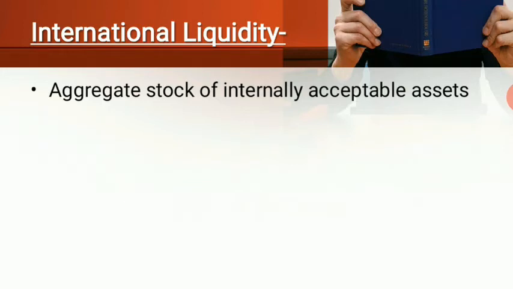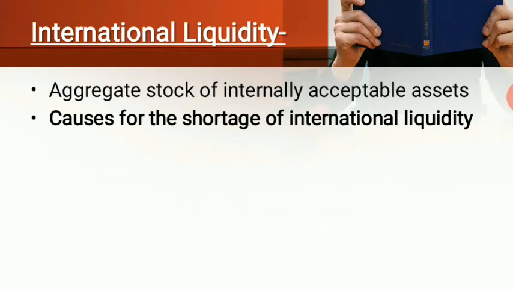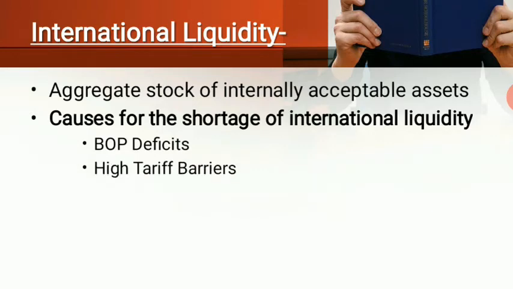The need for international liquidity arises because the demand for international liquidity is rising more than its supply, thereby implying a shortage of international liquidity. The principal causes for the shortage of international liquidity are: first is BOP deficits. There have been increasing BOP deficits of the majority of countries in the world. In particular, after the opening of less developed countries to world markets, these countries have been facing persistent BOP deficit. Next is high tariff barriers.